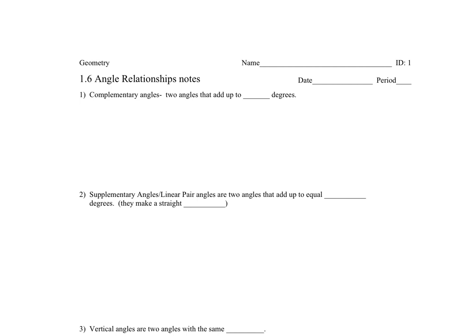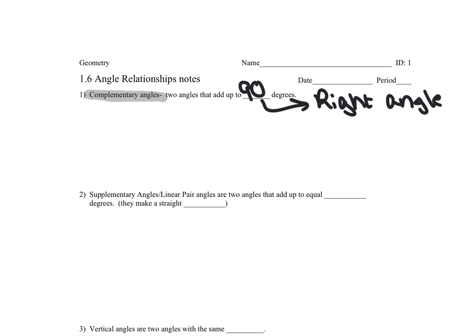So the vocabulary words we need to be aware of today are complementary angles. And complementary angles are two angles that add up to be 90 degrees. So basically they're going to make a right angle. And if you remember from yesterday, the right angle is always going to have a little square there in the corner.